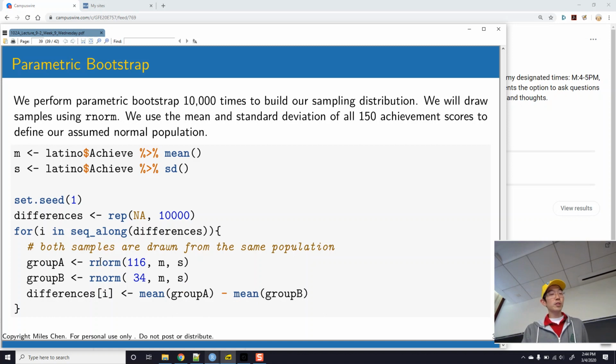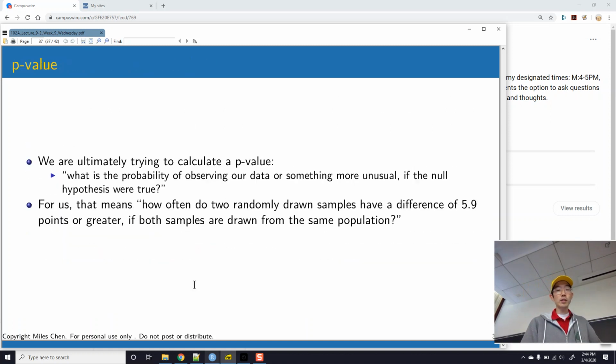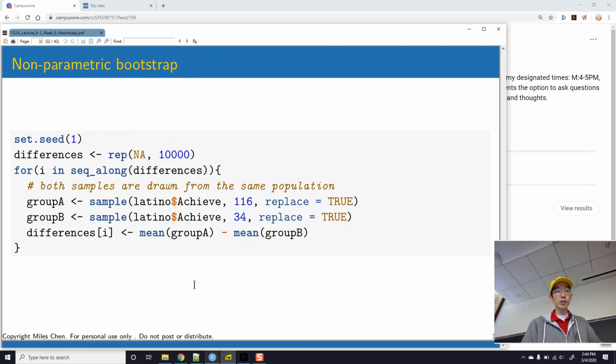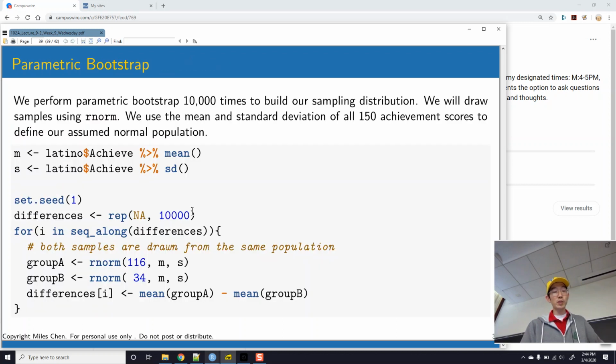So it's just this part that makes it parametric. Here, I'm using rnorm. I'm assuming that my population is normal, okay? And the other one, I didn't. For the non-parametric, I used sample with replacement, okay? So it's parametric because now I'm assuming it's normal with this mean and standard deviation, and I'm using the mean and standard deviation from my set of data.